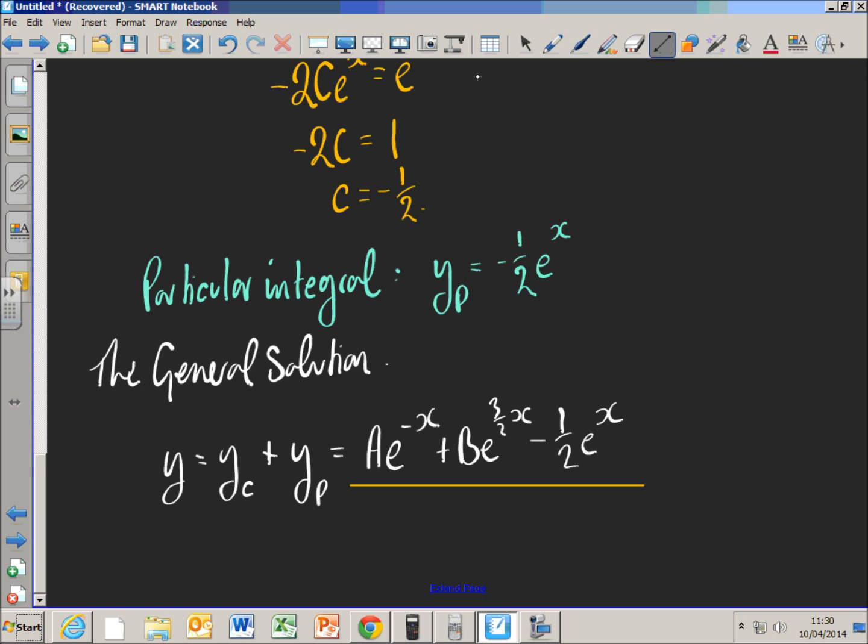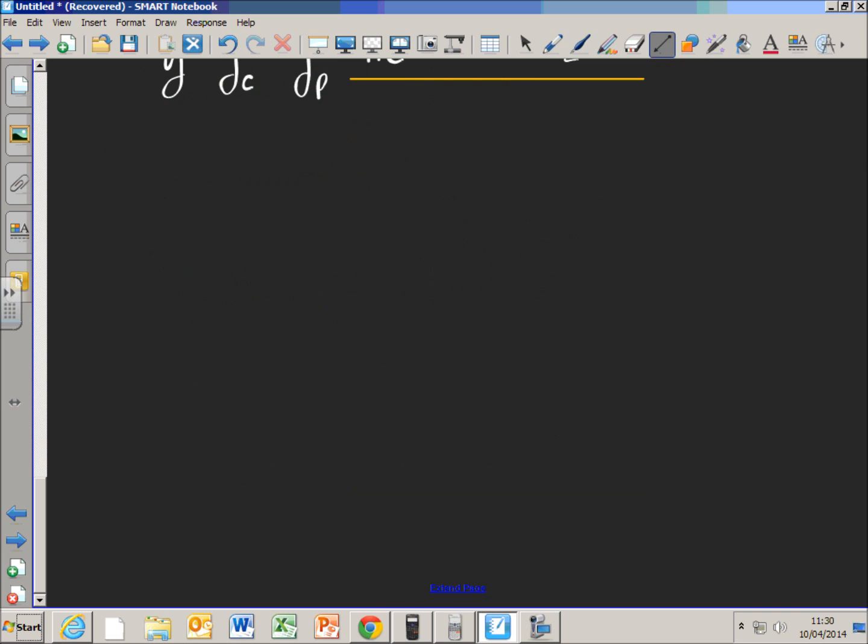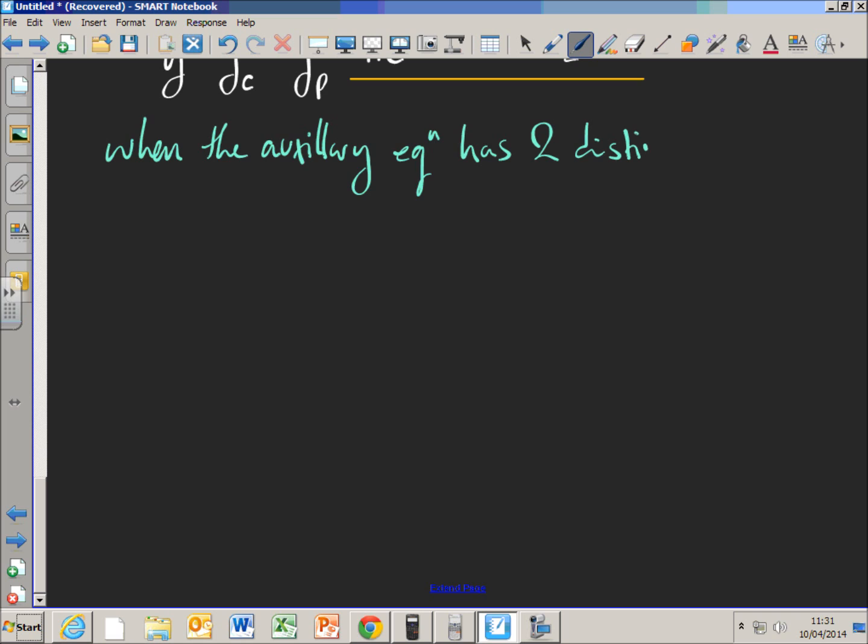Let's summarise this, yeah? I think this is the way I did it before, so I'll just summarise this. When the auxiliary equation has two distinct real roots, then the complementary function has what form?